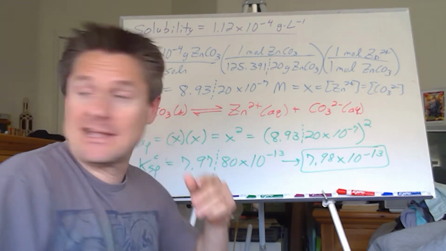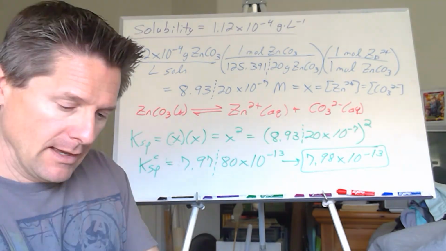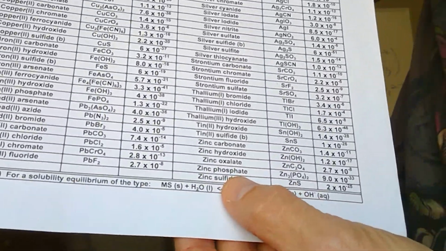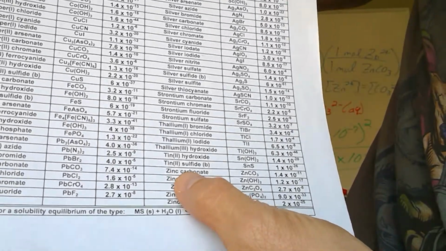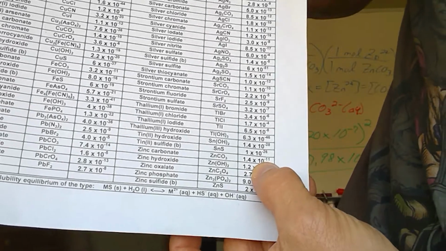So let's look up zinc carbonate just out of curiosity. I don't know the value. Zinc carbonate, let's look it up with a thermodynamic-based one. You know, there's some experimental error in the solubility calculations as well. So let's find zinc. Do we have zinc carbonate? There's zinc carbonate right there. Zinc carbonate, 1.4 times 10 to the minus 11.